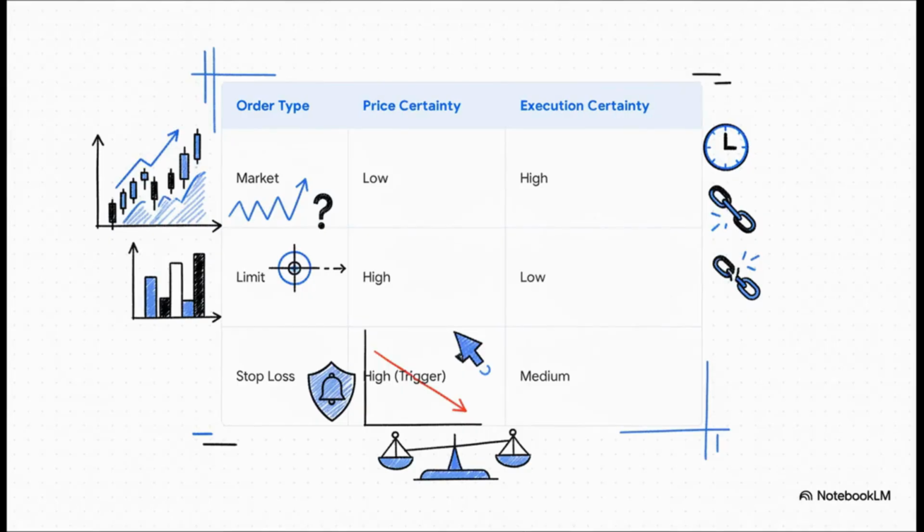This right here is the core trade-off. With a market order, you have a high certainty your trade will happen, but the price is uncertain. With a limit order, it's the opposite. You have high certainty on the price, but your trade might not happen at all. And with a stop loss, you're just prioritizing protection. The most important thing to get is that you can't have it all at once. You have to choose what matters most for every single trade.